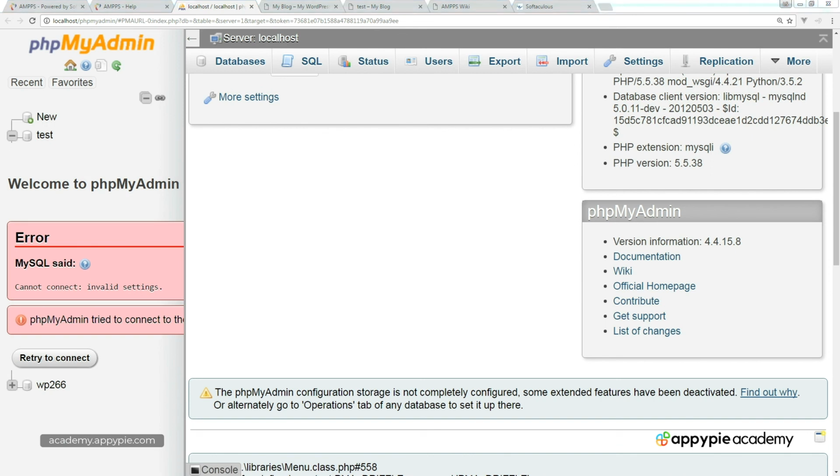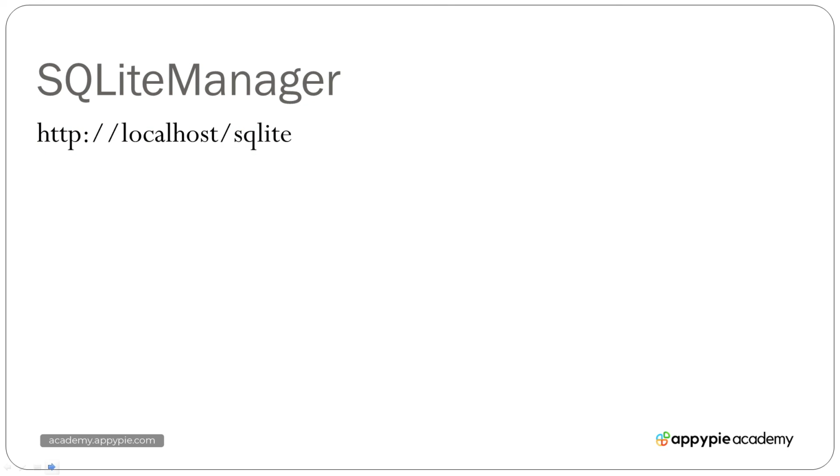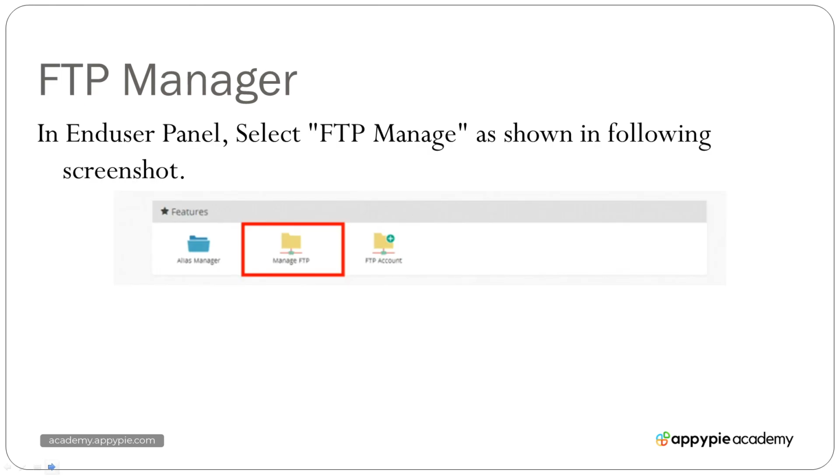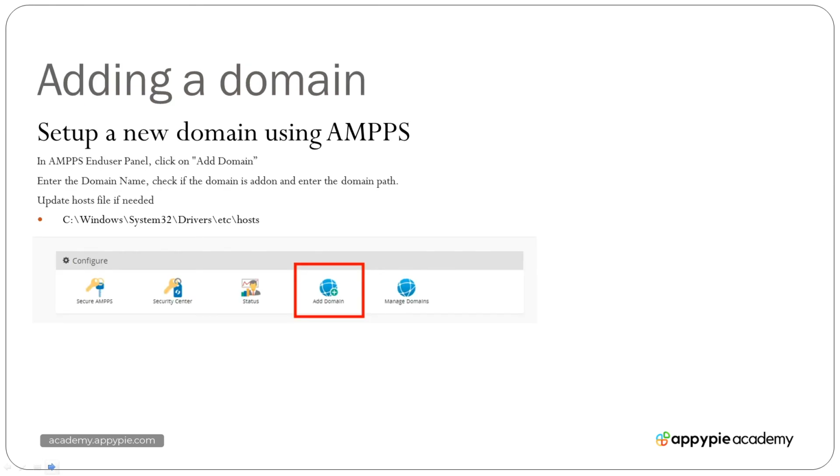Going back to what else we're going to look at within this course, we're going to look at how we can manage SQLite. This is another option that's available in AMPPS. FTP Manager. There's also adding on domains, so you can have multiple applications running simultaneously. All you have to do is add them as domains, so you could have WordPress installed and any other number of applications plus your own custom applications.